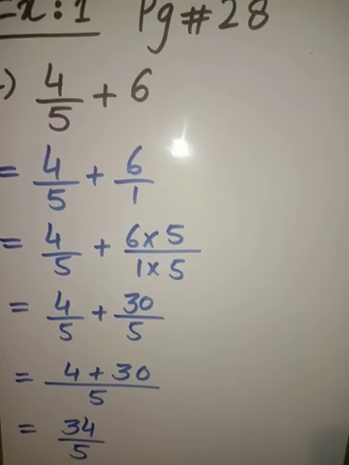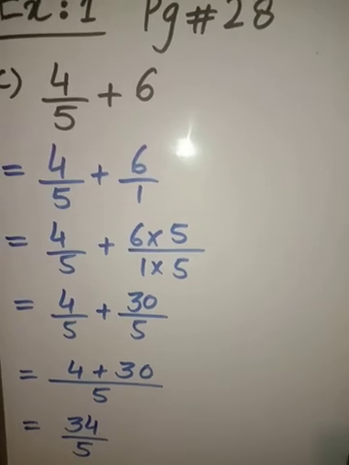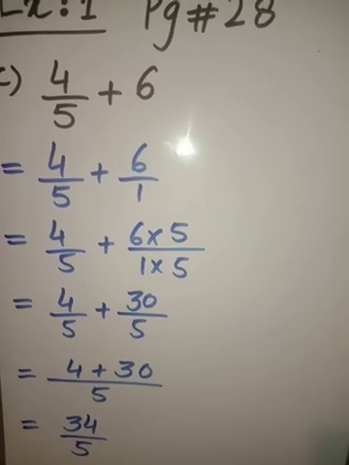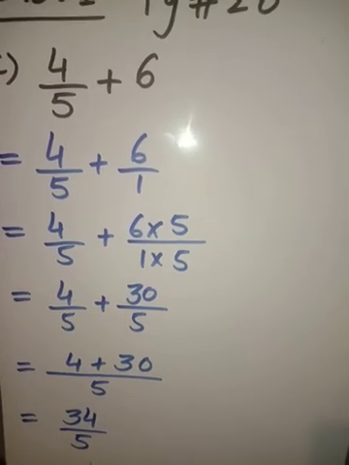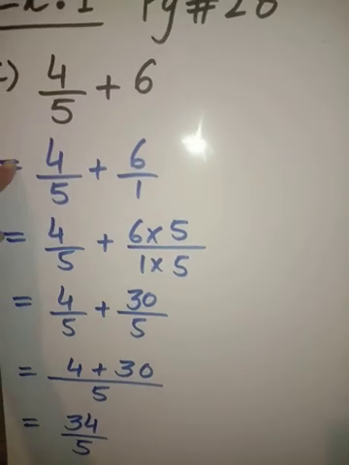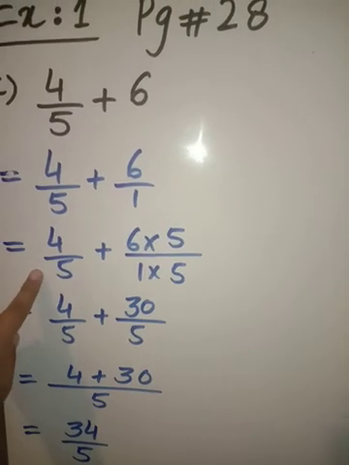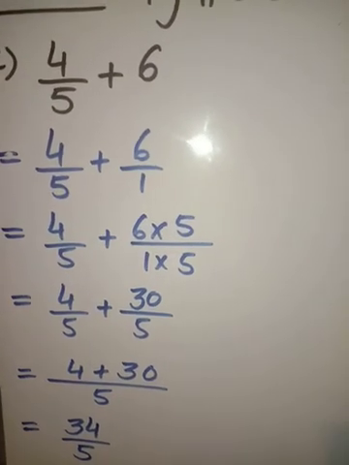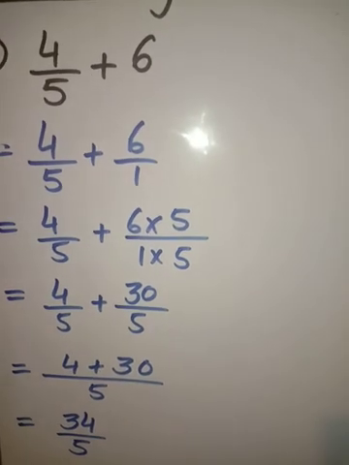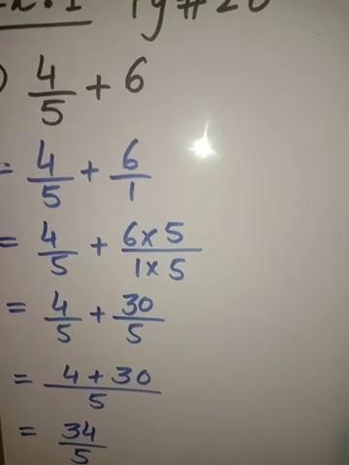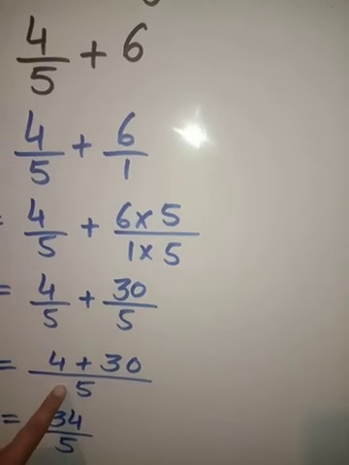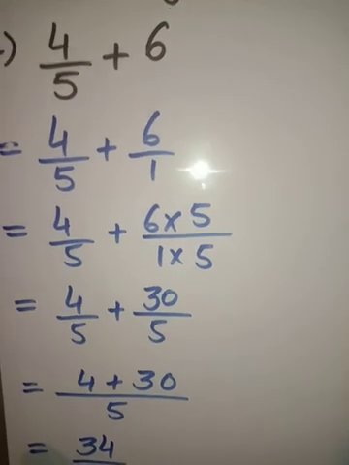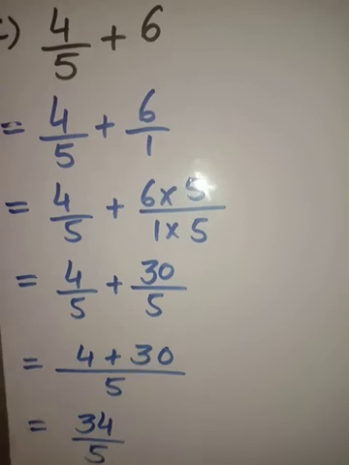Students, now in the next part we have 4 by 5 plus 6. So the very first step is to put 1 in the denominator of the whole number. So you will write 6 over 1. In the next step you have to multiply the whole number with the other denominator. Means you have to multiply 6 with 5 and 1 with 5. So you will get 4 by 5 plus 6 5s are 30 and 1 5s are 5. Now you will get both the same denominators, which is 5. So you will write 5 once and then add both the numerators, which are 4 plus 30. And then 4 plus 30 gives us 34 by 5.